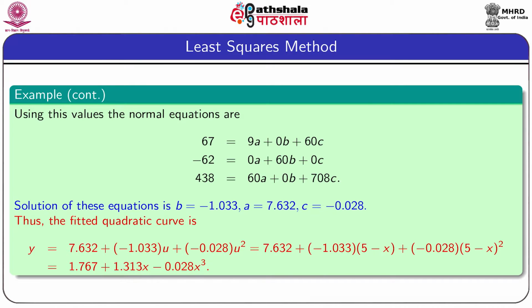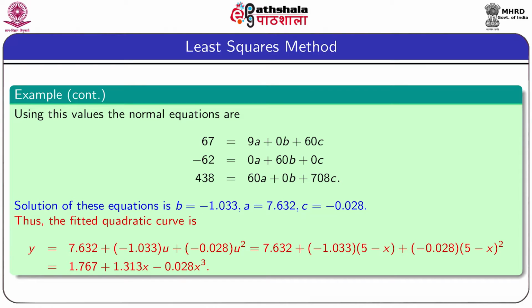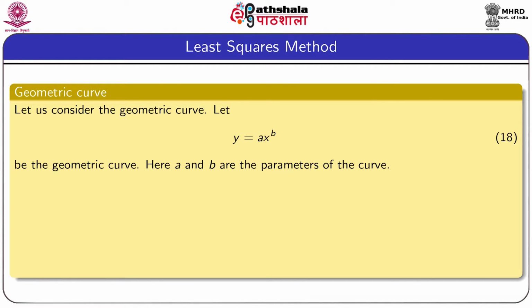Thus, the fitted quadratic curve is y = 7.632, this is the value of a, plus (−1.033) u plus (−0.028) u². After simplification, that means after substituting the values of u, we get y = 1.767 + 1.313x − 0.028x². So this is the fitted quadratic polynomial for the given set of data. Now we consider another type of curves called the geometric curve, and obviously it is a non-polynomial curve.